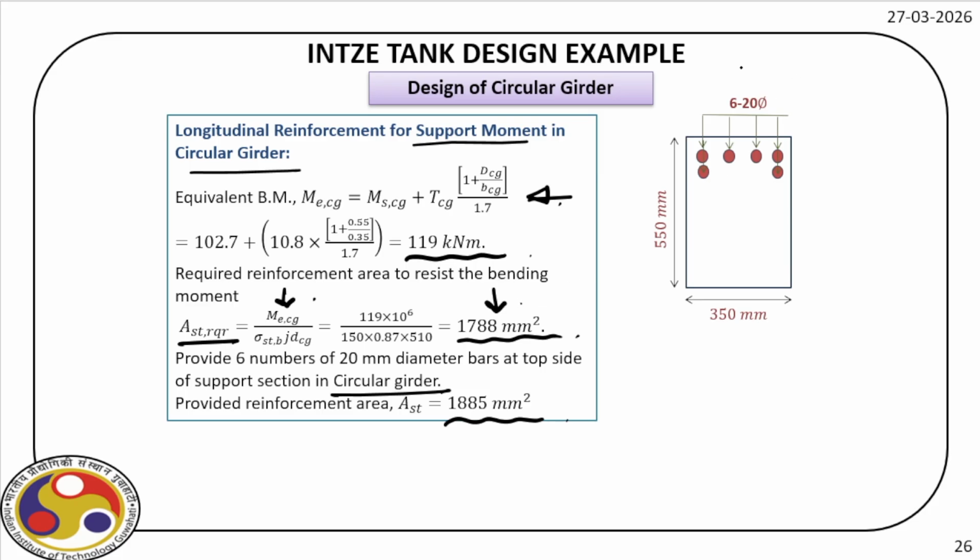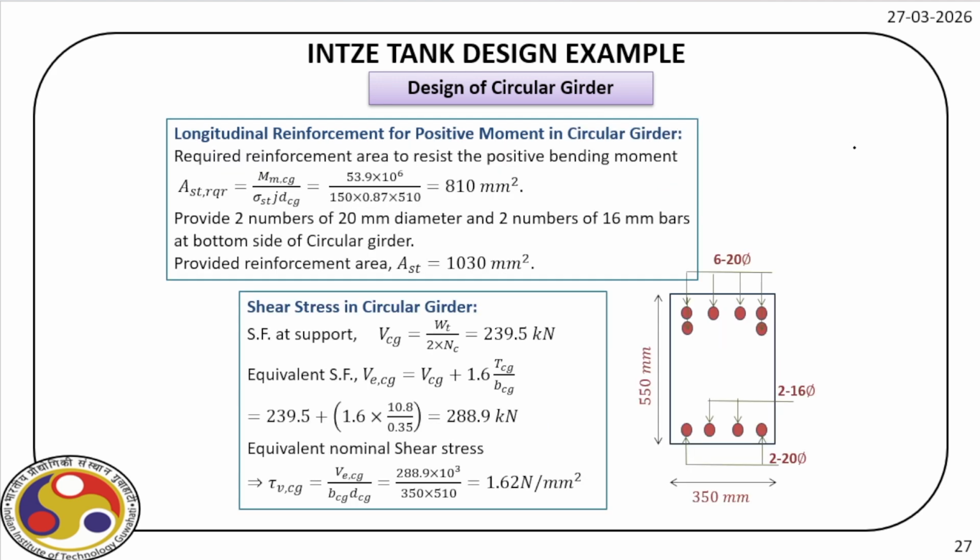So here is the detailing. 350 by 550 is the beam size, and then we have 6 number of 25 bars placed here.